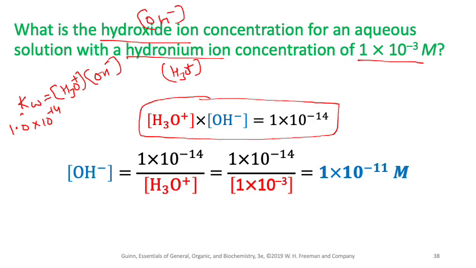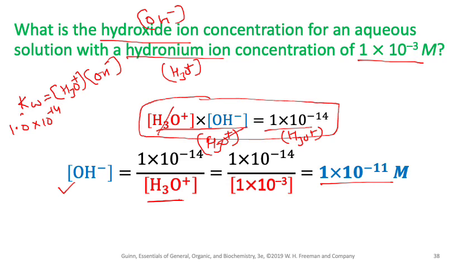So divide both sides of this equation by the H3O plus ion, the hydronium ion. The hydronium ion is going to get cancelled, and you will be left with OH negative ion equal to 1 times 10 to the power negative 14 divided by the hydronium ion, and plug in the number for the hydronium ion. When you solve it, you're going to get 1 times 10 to the power negative 11.